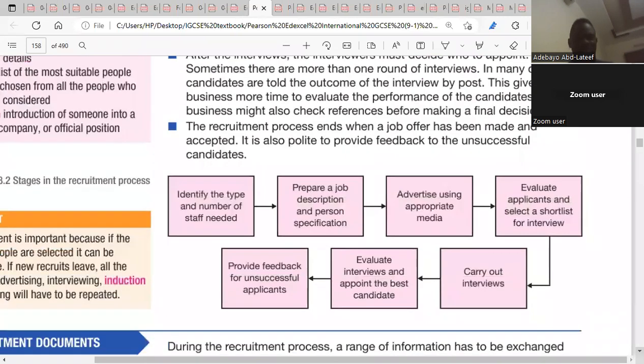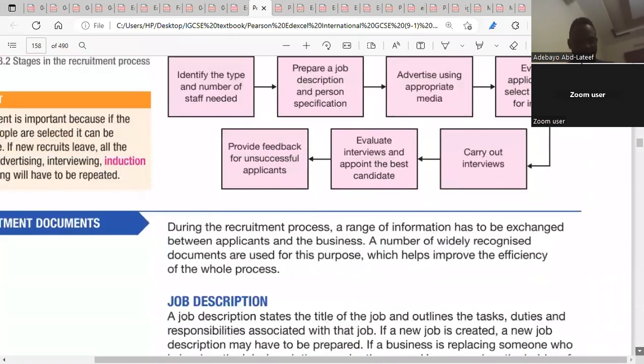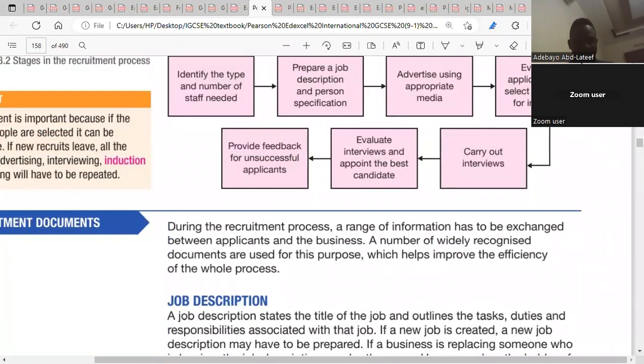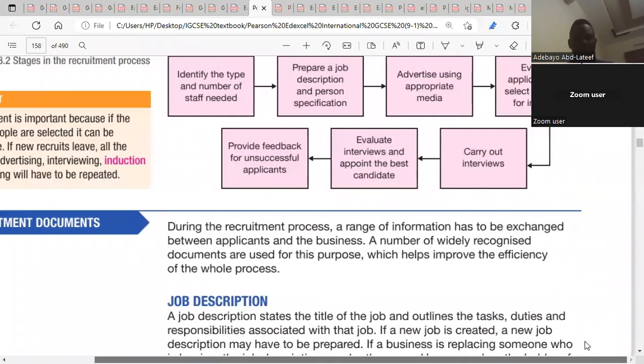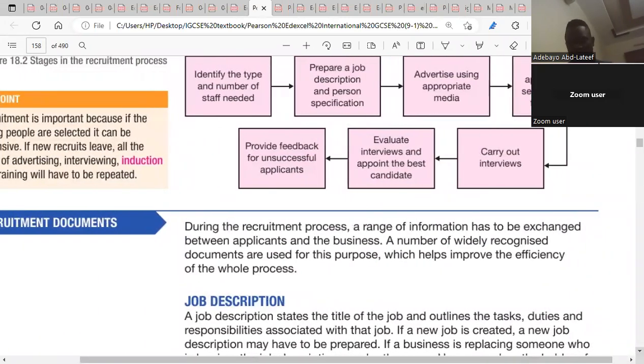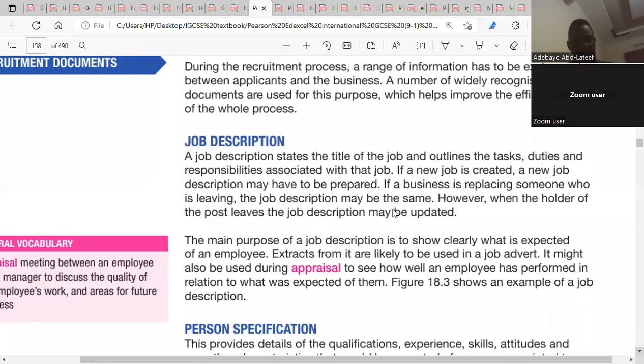Any question about recruitment process? No. All right. So that's about, now we go to recruitment documents. Are you there with me, please? Yes. All right. So for recruitment documents, they said during the recruitment process, a range of information has to be exchanged between applicants and the business. A number of widely recognized documents are used for this purpose, which help improve the efficiency of the whole process.